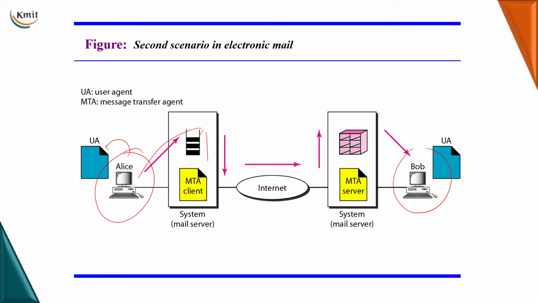So we'll make use of a program called MTA, Message Transfer Agent. This MTA will transfer the mail from one system to another system. The user agent here will invoke an MTA client, and the MTA client will send the mail over the internet and give it to the MTA server. This MTA server, after getting the mail, will drop it into the mailbox, and Bob will retrieve the mail from the mailbox using its user agent.